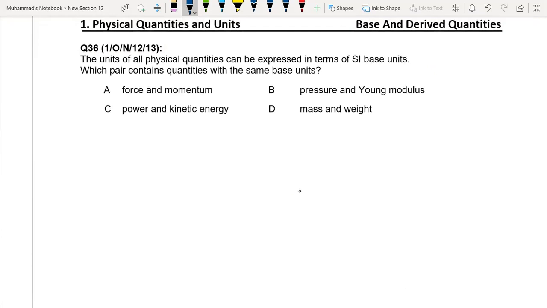The units of all physical quantities can be expressed in terms of SI base units. Which pair contains quantities with the same base units? Force and momentum. They do not have same base units because force is mass times acceleration, and momentum is mass times velocity. Pressure and Young modulus, they have the same units, pressure is force over area, and Young modulus also has the same units. So B is correct option. 36, B is the answer.